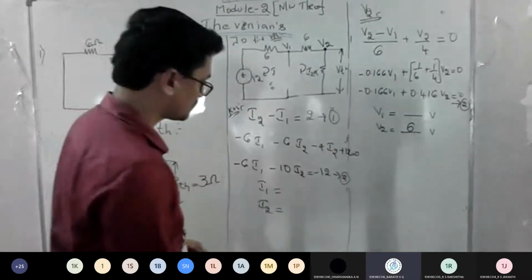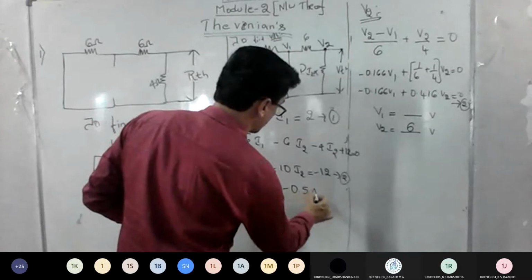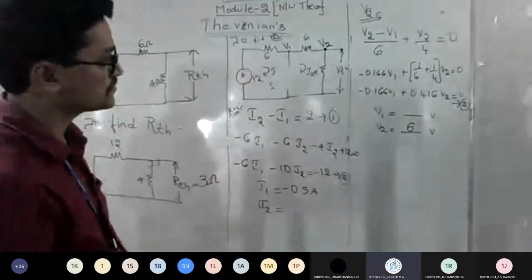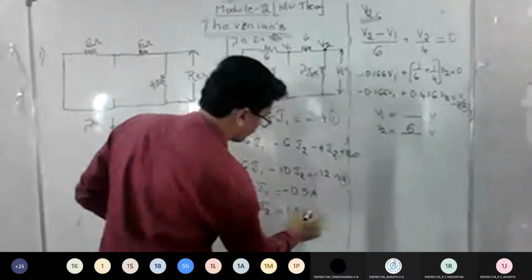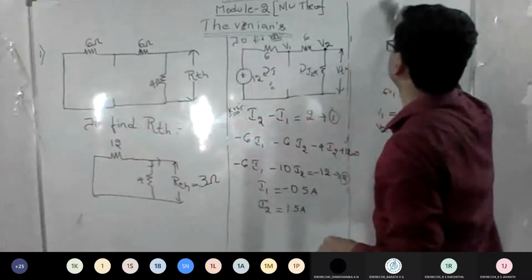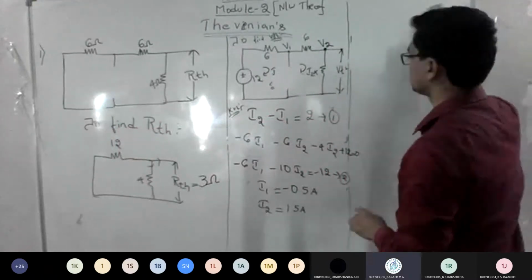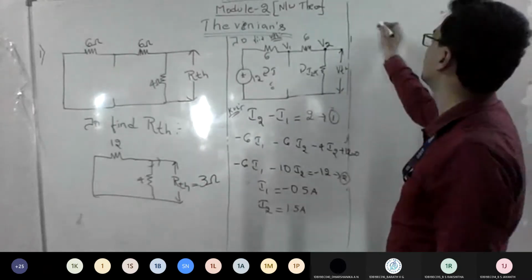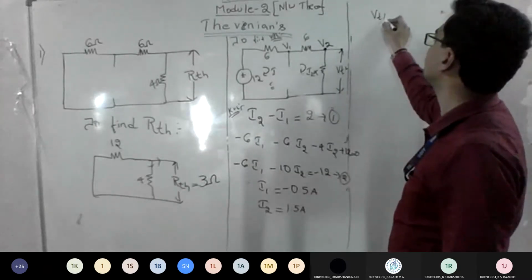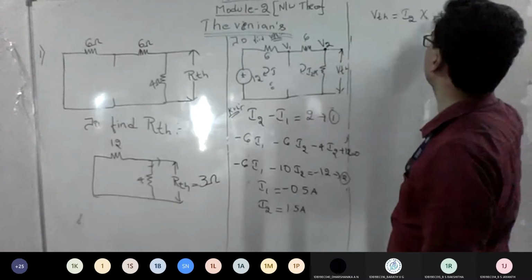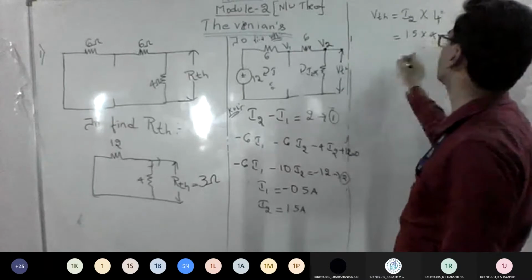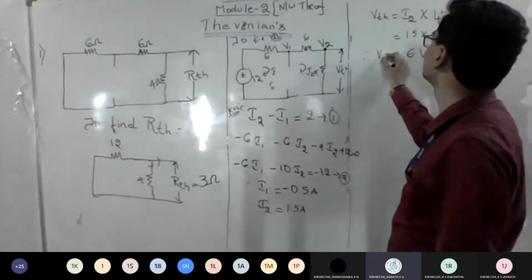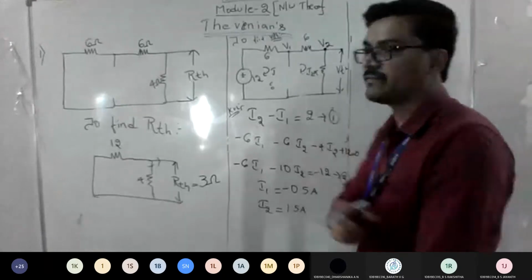I1 is minus 0.5, sir. Minus 0.5 amps. Okay, I2? I2 is 1.5 ampere. Yes, sir. Okay, fine. So from this, which current do I want now? I2, because VTH means across the 4 ohm. So across the 4 ohm, I2 is flowing. So I can write VTH is equal to I2 into 4. You got I2 as 1.5, into 4. So you got 6. Yes, sir. Okay, fine.